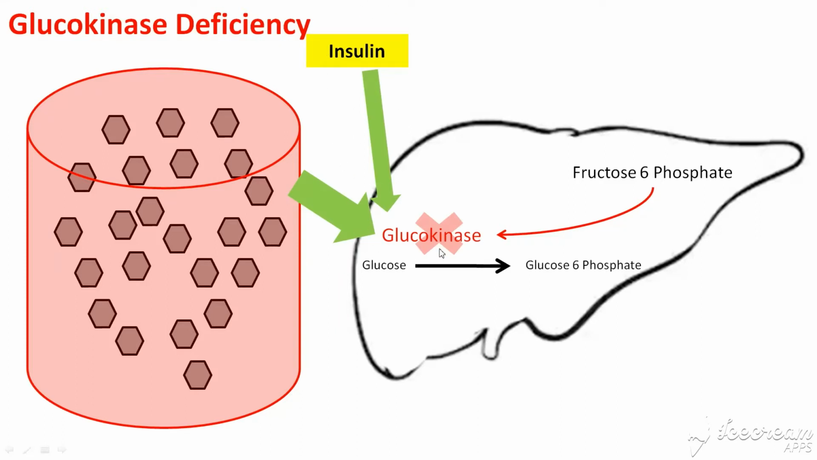Now in these patients, they're going to have a deficiency in glucokinase, meaning that their liver cannot take up as much glucose as it used to. And of course, this is going to lead to symptoms of hyperglycemia.